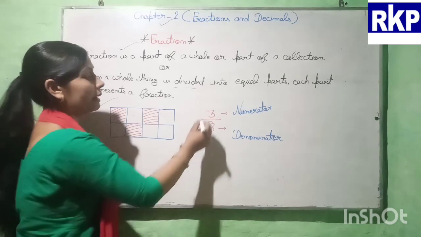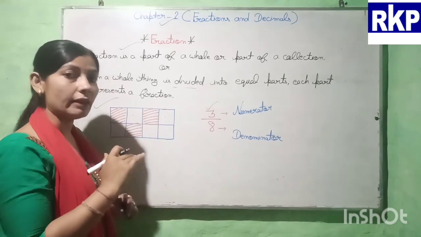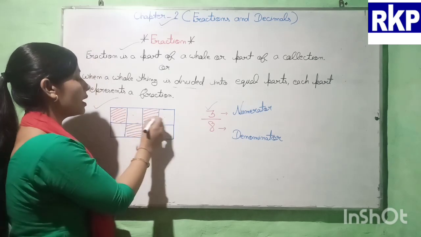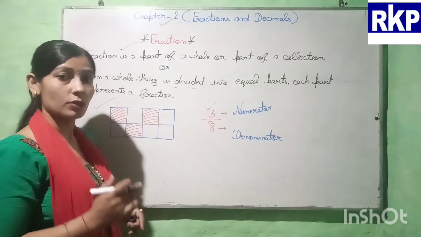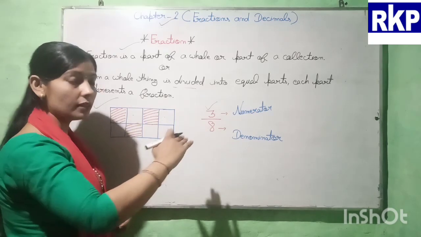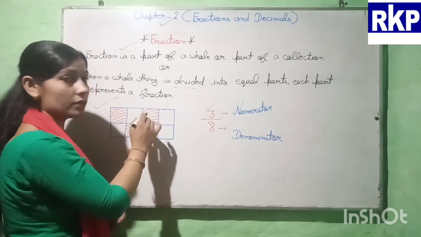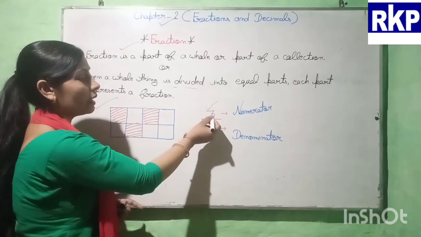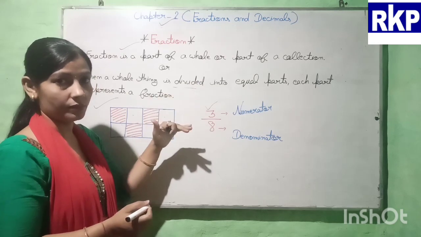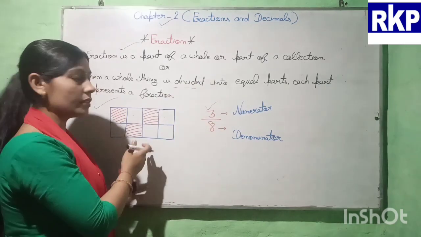So we will write 3 here, and downside we will write 8 because here we have a total of 8 parts. We write 8 on the downside, and 3, that is the shaded parts, we write on the upper side. 3 by 8 is the fraction for the shaded portion.